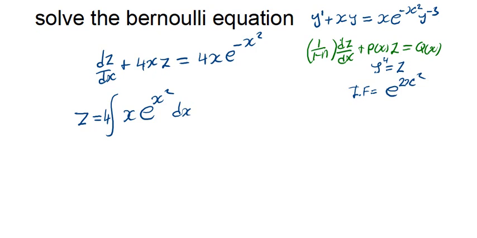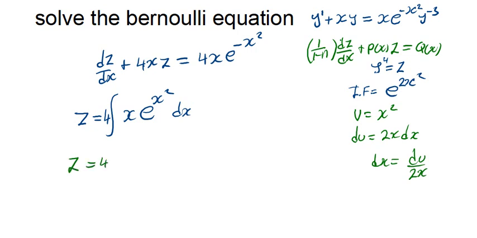So one thing that I realize is that I can use u substitution to integrate this one. I don't have to waste my time thinking about integration by parts. So I can use u substitution. I'm going to let my u be equal to x squared, which is the power of e. So my du is going to be equal to 2x dx, meaning my dx is going to be equal to du over 2x.